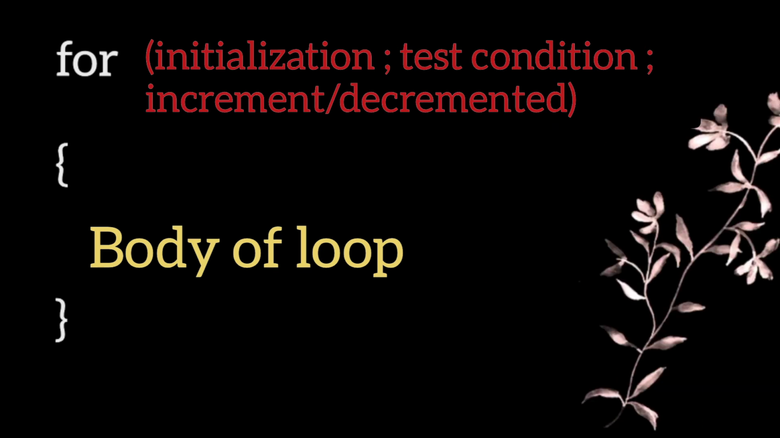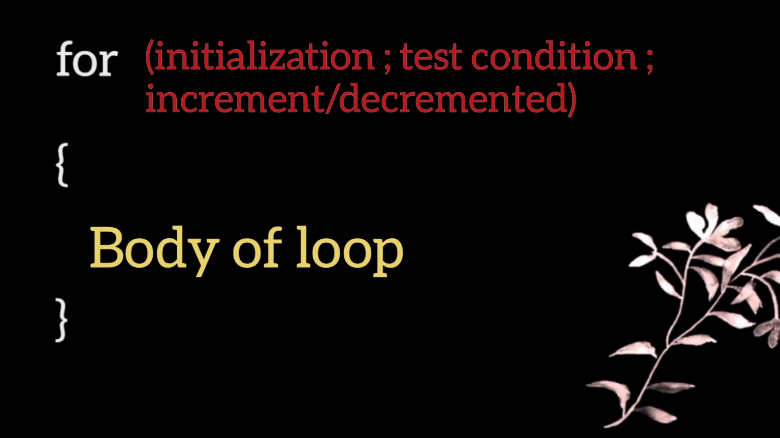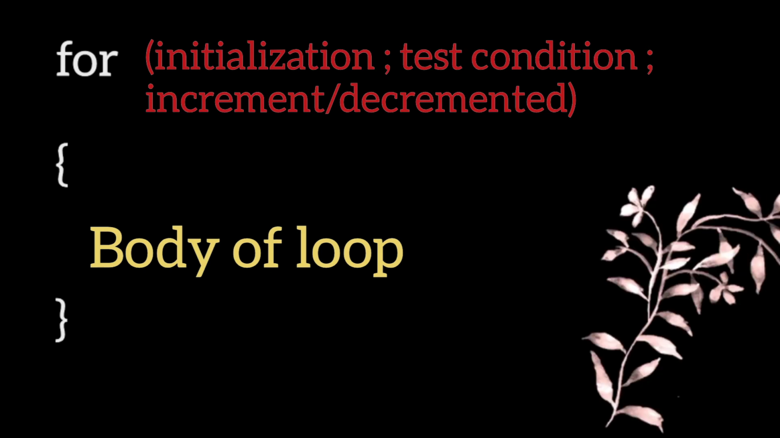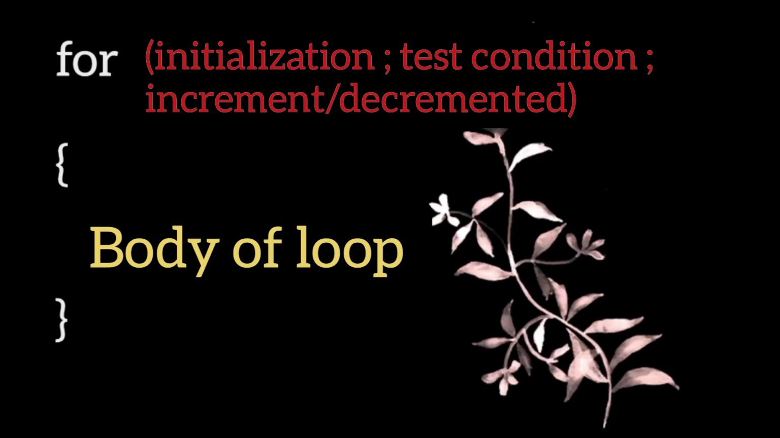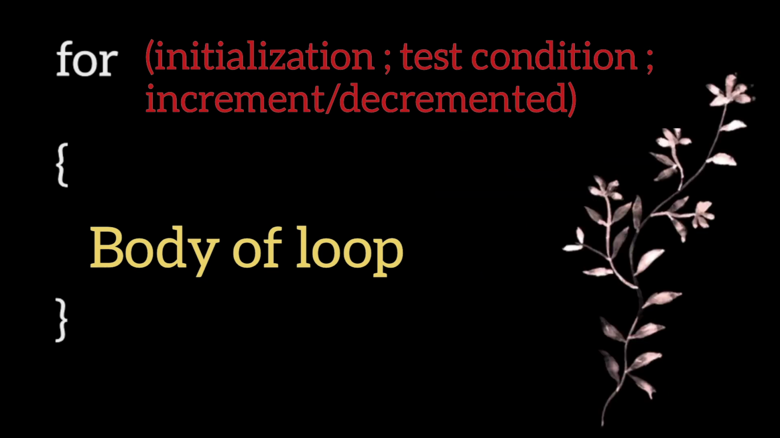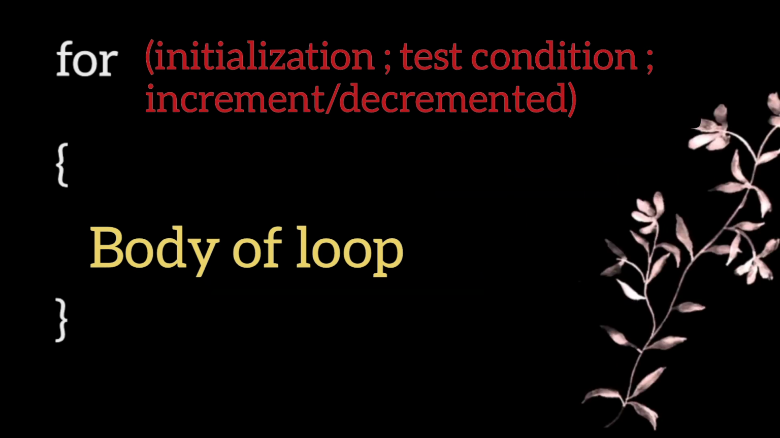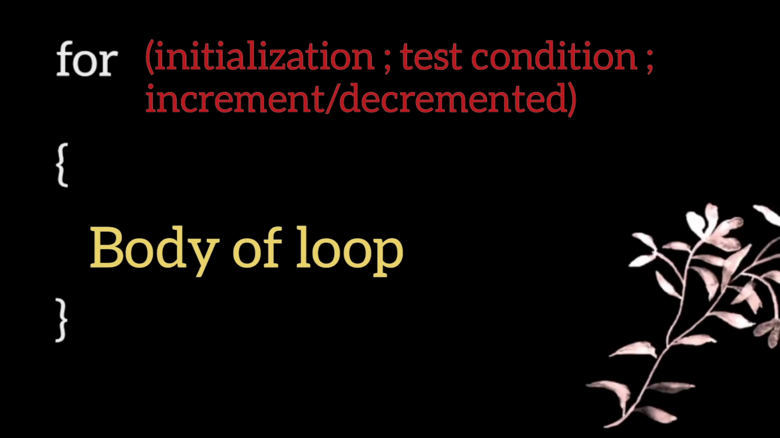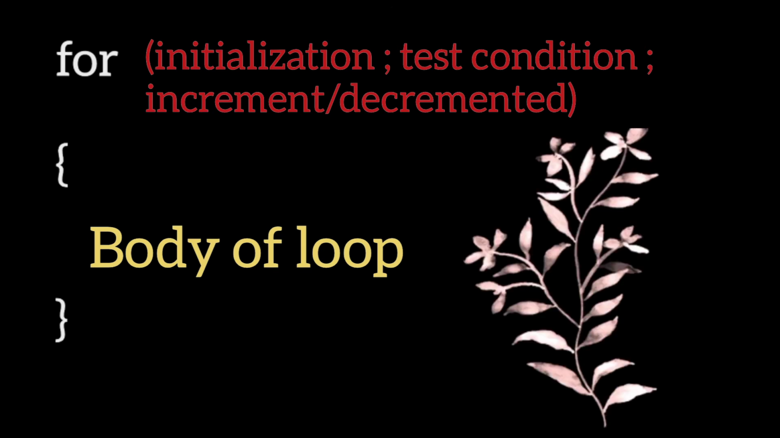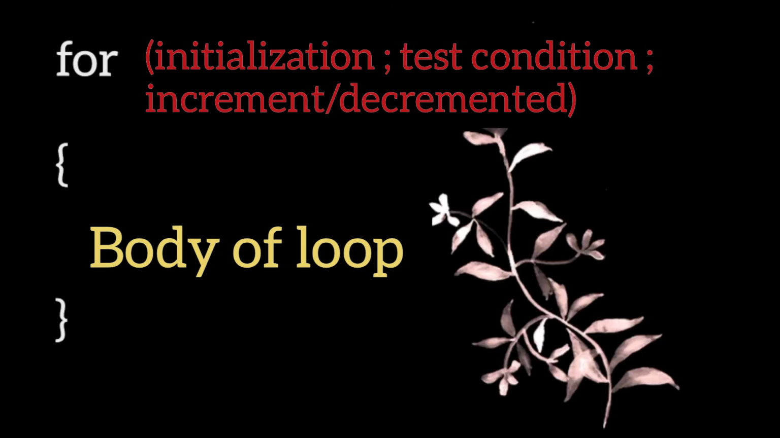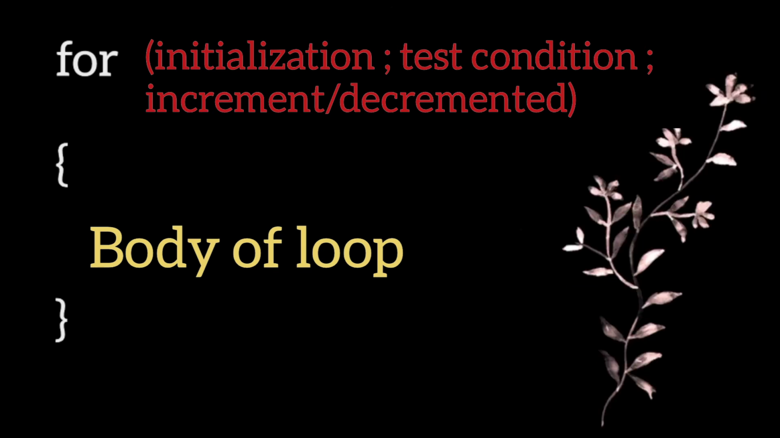Let's have a look at the syntax. In for, you just have to put the initialization, then the test condition, and then the increment or decrement operator. Then you have to start the curly braces and write the statements, which is actually the body of the loop, and there you end the curly braces. So this is all about the syntax you have to put in the for loop.